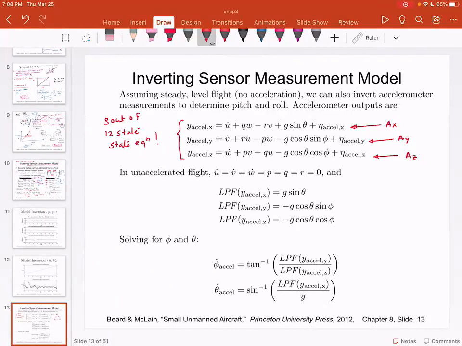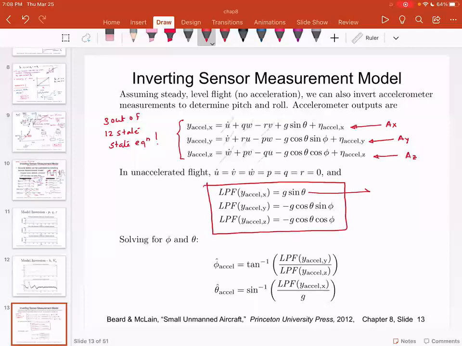And for a minute, assume the aircraft is not accelerating. If the aircraft is not accelerating, all these values, u, v, u dot, v dot, w dot, omega, v, all these values cancel out. And what do you get? Remember this expression?